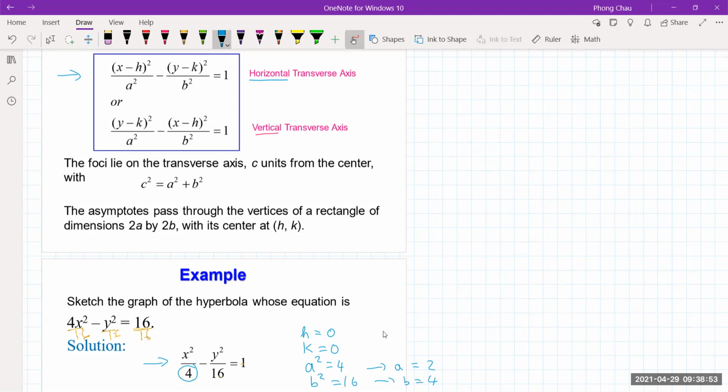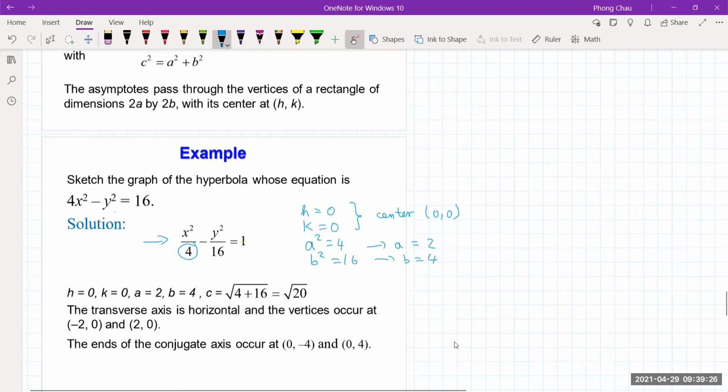Then you're going to plot the center first. These two give us the center at (0, 0). Then we're going to locate the 4 special points by moving left, right, up, down using these 2 numbers. Okay, so we got all of these. I think I have this solved over here.